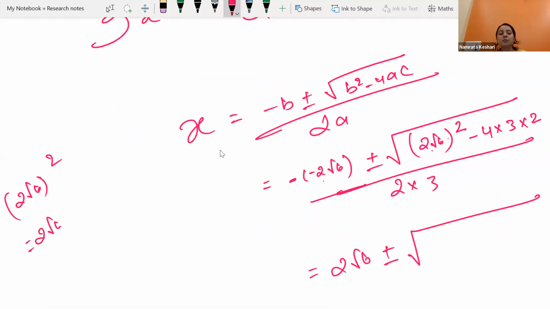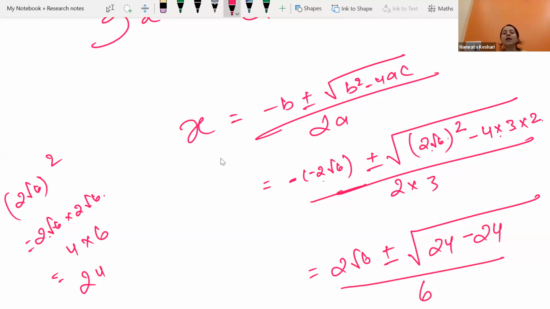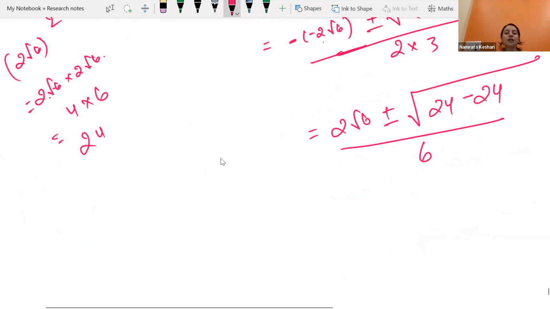2 root 6 multiplied with 2 root 6 will be what? 2 into 2, 4. Root 6, just 6. Can we say that we will be having 6 4 times, 24? Yes. And here also 24. Okay, 24 minus 24, 0, so we will be having 0 inside the root. So we are just left with 2 root 6, and here plus minus 0 means it just vanished.